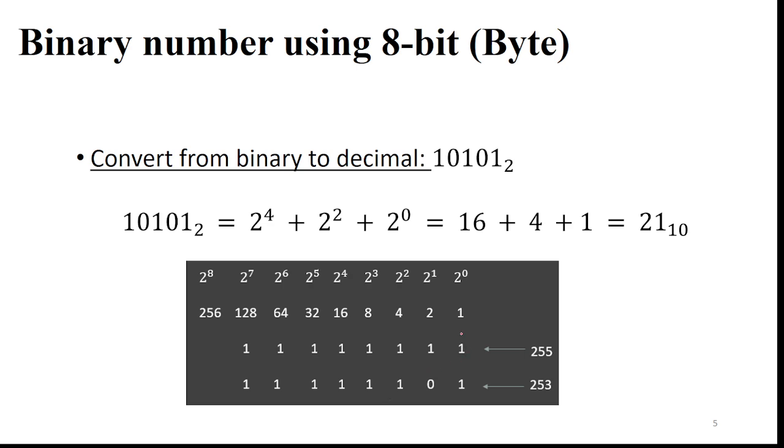If we put all 8 bits as 1, so the 8 bits are 1, 1, 1, 1, 1, 1, 1, 1, and we add all these ones, we obtain 255.